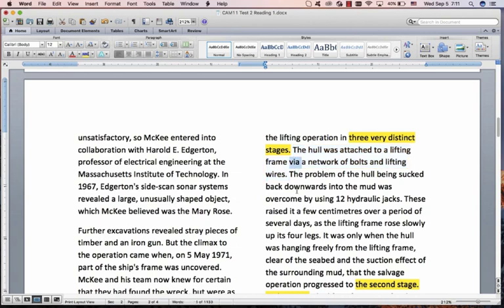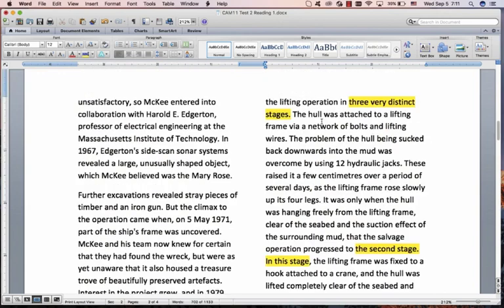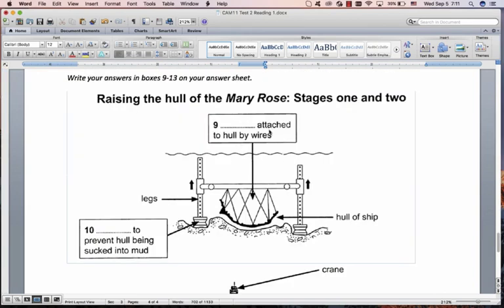This lovely preposition again, we see it so much. Learn this preposition. It can mean many things. It can mean by or with or to or from. So the hull was attached to a lifting frame. In this case, it's with bolts and lifting wires. So the hull was attached to a lifting frame. The something was attached to the hull. So they just switched it around. So of course it's lifting frame.